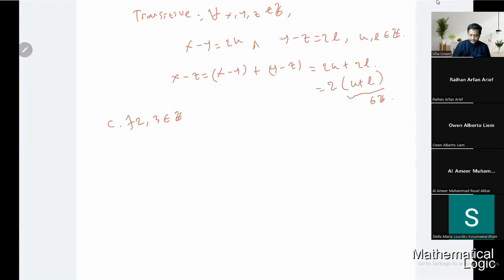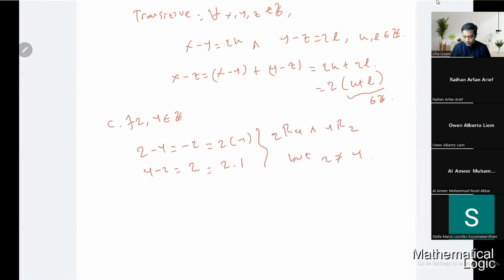So there exist 2 and 4, maybe. We know that 2 minus 4 is minus 2, that will be 2 times minus 1. And also 4 minus 2 is 2, then 2 times 1, right? So of course, they are related. We know that 2 is related to 4 and 4 is related to 2, but 2 is not equal to 4. So hopefully that's clear enough.